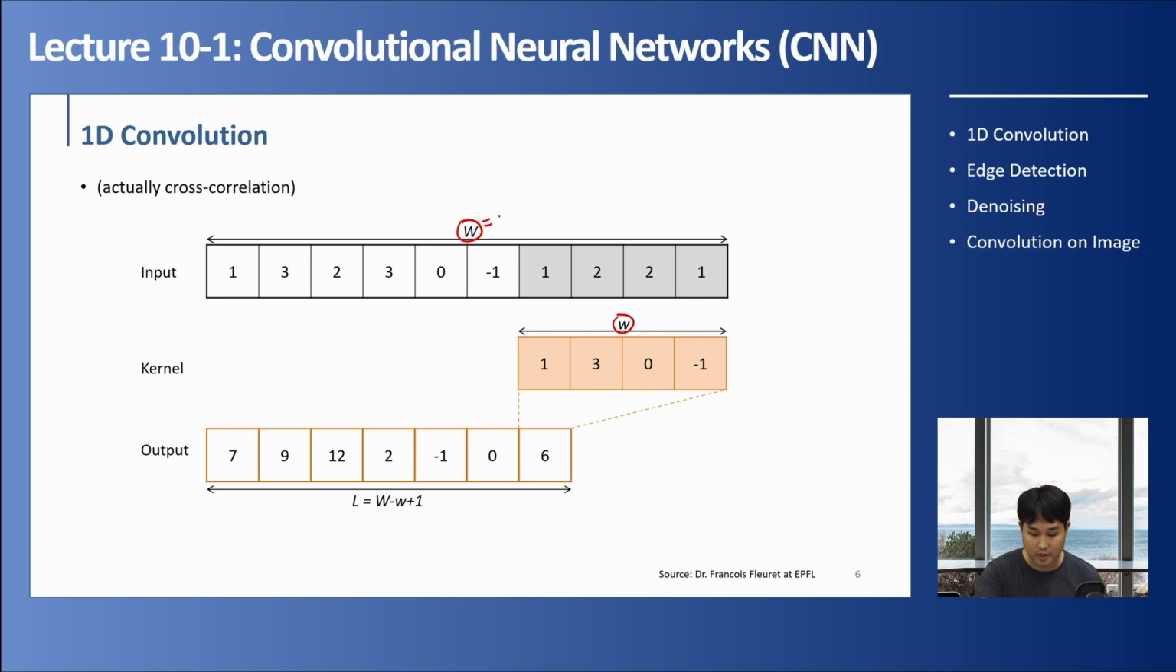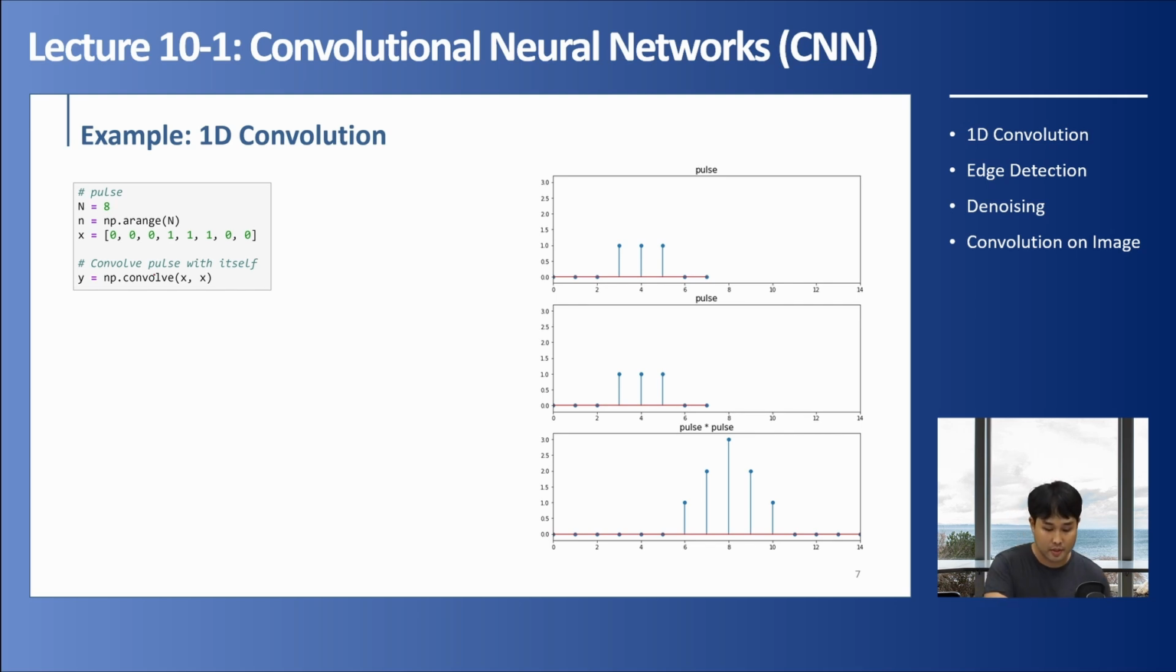So for instance, let's assume that our original signal length is 10 and the kernel size is 4. The output would have a length of 7 in this case, and generally speaking, we can represent the length of the output as the length of the original signal minus the length of the kernel, plus 1. Now to implement this in Python, we can simply use NumPy's convolve function to obtain the results. So if we start off by defining our input signal as x and convolve the signal with itself, we end up with this result over here.